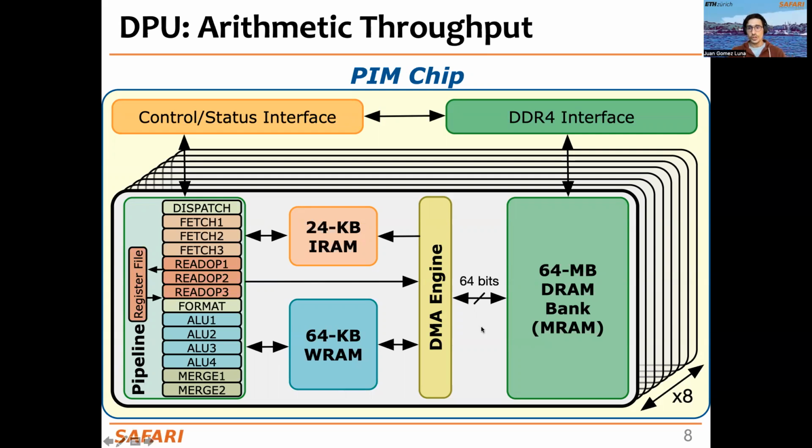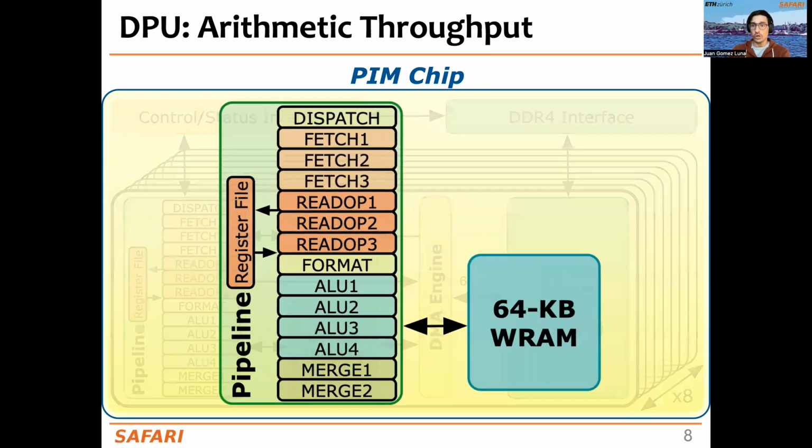So we are going to first start analyzing what's the arithmetic throughput that we can achieve in this pipeline for different operations and data types. Because the operands originally reside in the WRAM in the typical operation of the DPU, we are going to consider the accesses to WRAM before and after performing the actual operations on the ALUs.